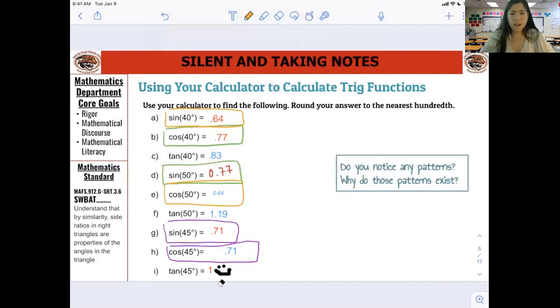So let's talk about that. Let's think about why that might be true. When else have we realized that the cosine of one angle is the sine of another angle, and the sine of that angle is the cosine of the other angle? When else did that come up?